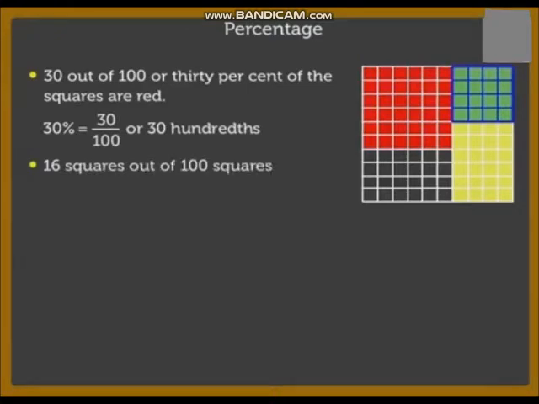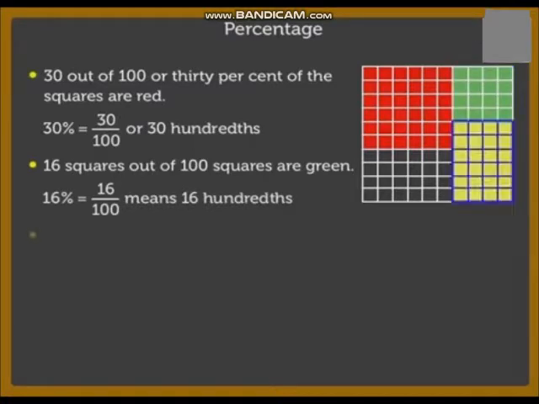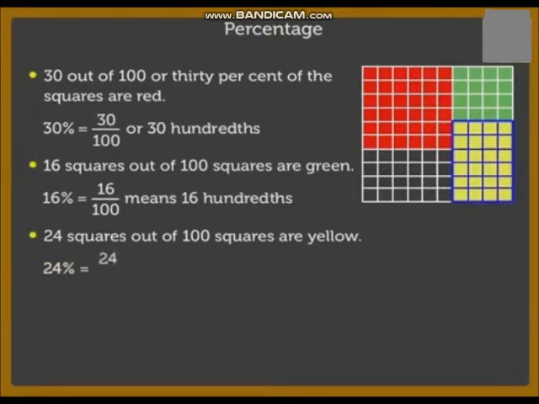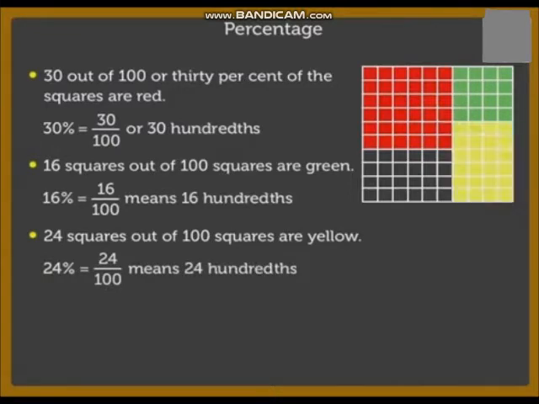For green, 16 squares out of 100 squares are green, and symbolically we will represent it as 16%, and this 16% is equal to 16 by 100, or we can say 16 hundredths. Then for the yellow one, 24 squares out of 100 squares are yellow. So this 24% is equal to 24 by 100, that means 24 hundredths.